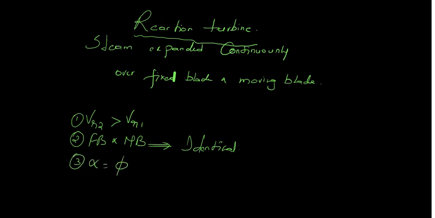Now we will see what alpha is. Alpha is the outlet angle of a fixed plate. Now what is pi? Here pi represents the outlet angle of a moving blade, right?